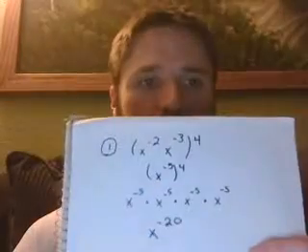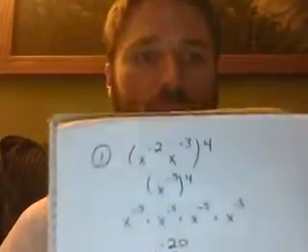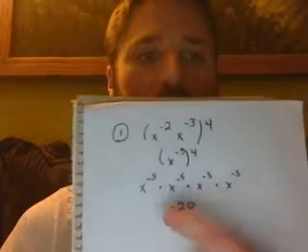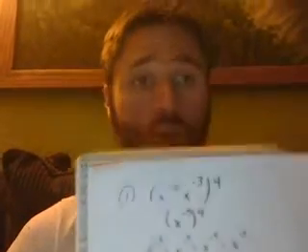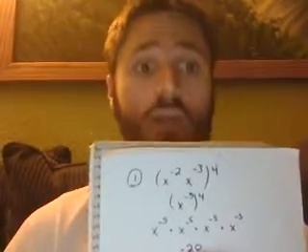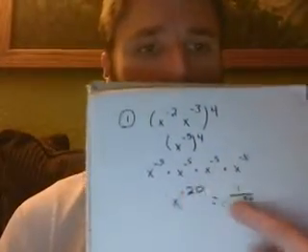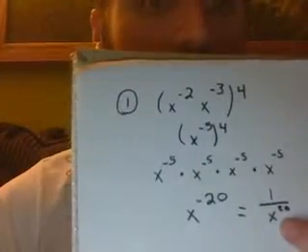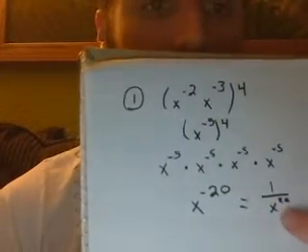Now, am I finished? Technically I can take this a step further, because whenever you have a negative power, you can rewrite it as a fraction. So this is the same thing as 1 over x to the positive 20. Right here is about as far as you can take it, at 1 over x to the positive 20. Let's do another one, and hopefully it'll really start to stick.